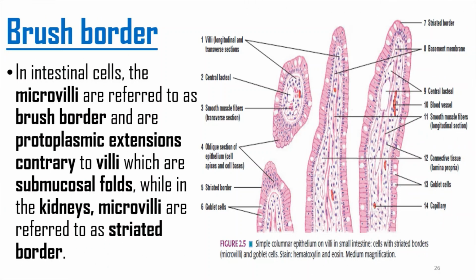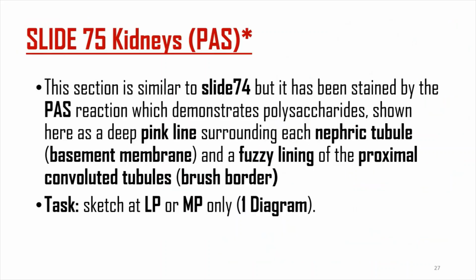Okay. The brush border is just the microvilli that is found on top of the simple columnar cells. Let's move on to slide 75, which is the kidneys. This section is similar to the slide that we've seen, but it has been stained by periodic acid Schiff, which demonstrates polysaccharides, shown here as deep pink lines surrounding each nephric tubule, which is the basement membrane.